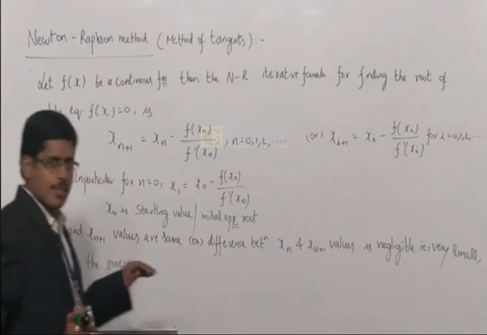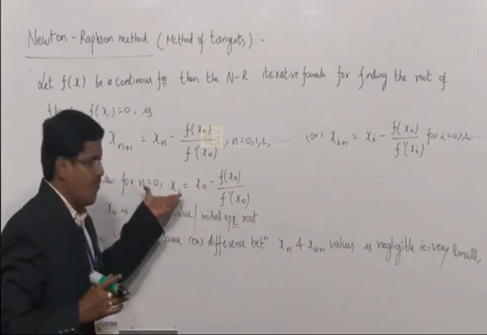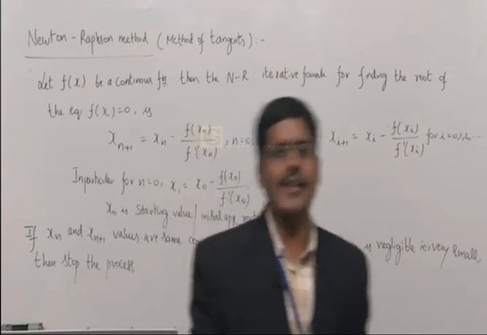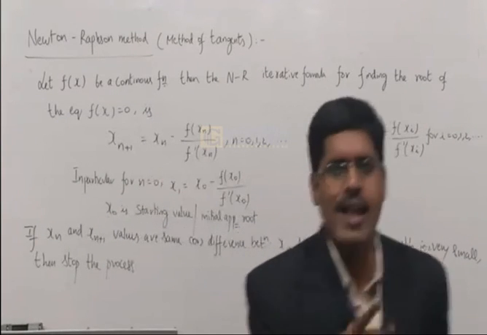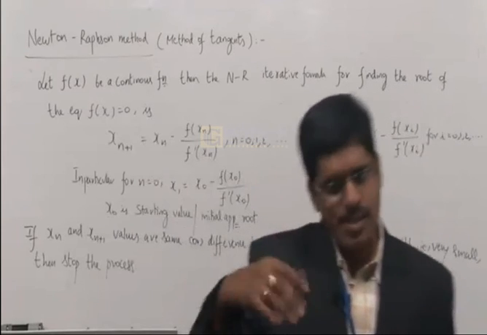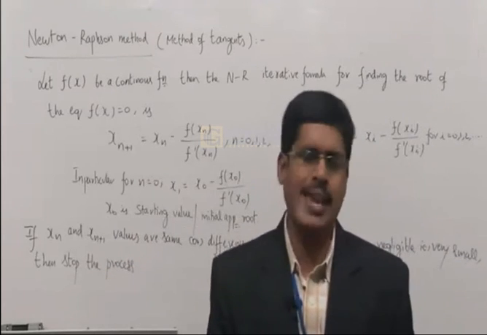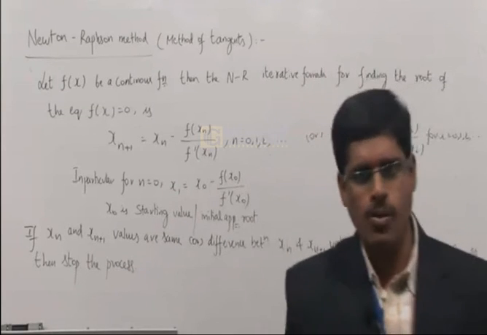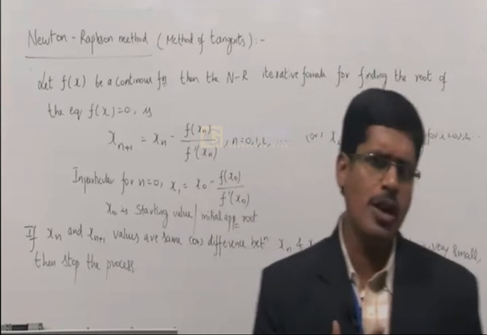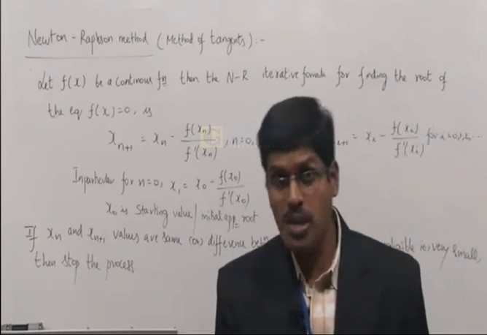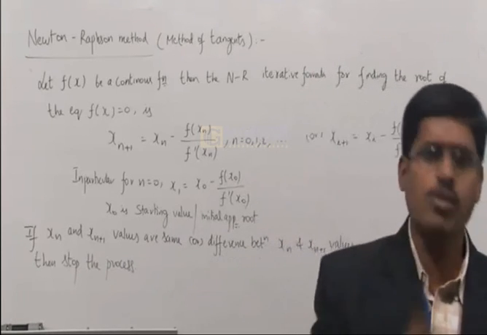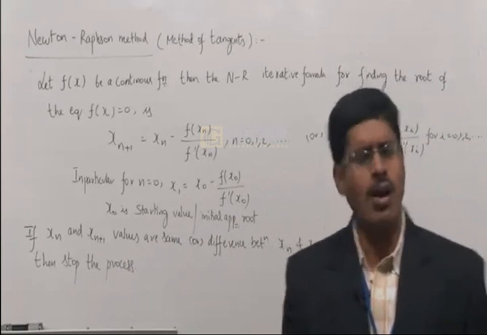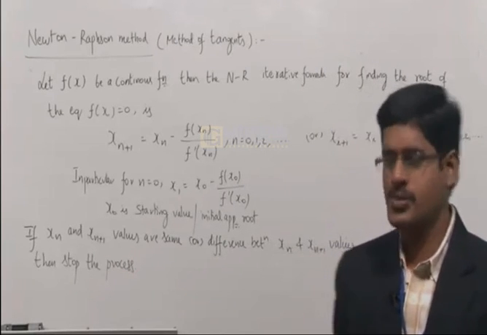So what are x_n and x_{n+1}? Here, the first step we got x1, the next step x2, the next step x3. Like that, whenever two consecutive x values, say x2, x3 or x3, x4, in general x_n and x_{n+1}, are the same, or the difference between two consecutive x values is very small, that is negligible, stop the process. Suppose your x1 value is 0.001 and your x2 value is 0.002. The difference is a very negligible, small quantity. In such cases, stop the process.